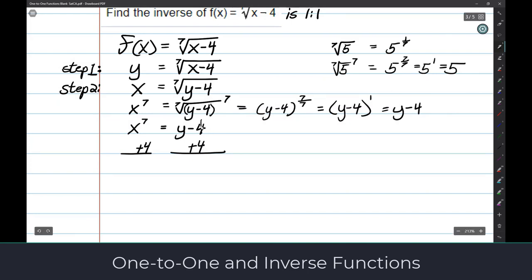Negative 4 plus 4 is 0. Bring down the y. Y equals x to the 7th power plus 4.